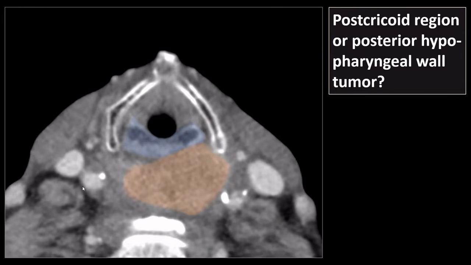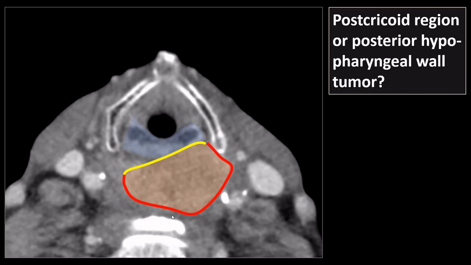Opinions can differ. In this case, I would say no. And why is that? Because I would assume that a tumor originating from the anterior mucosa would involve all the mucosa and basically be situated along the entire back of the cricoid. This is not the case here.